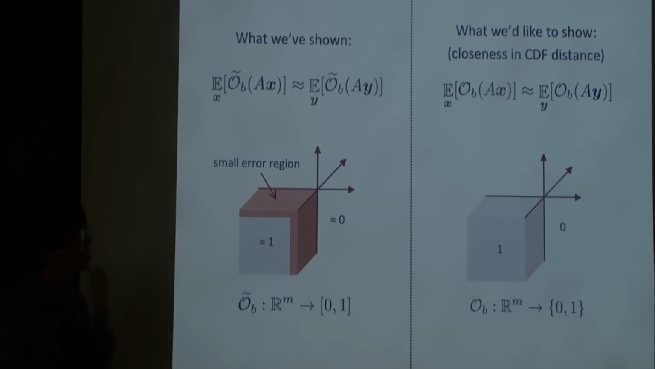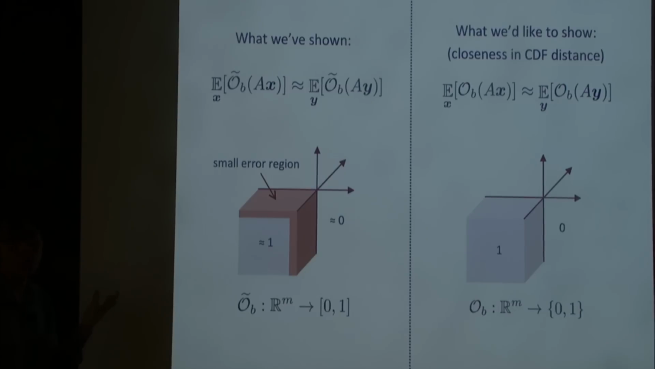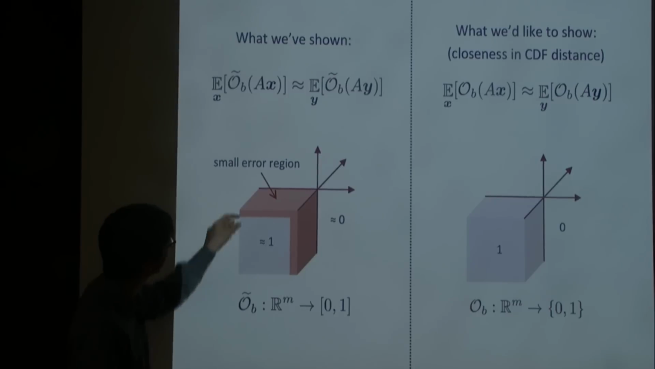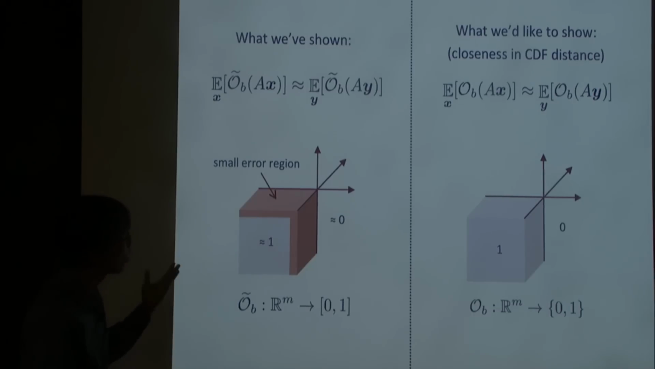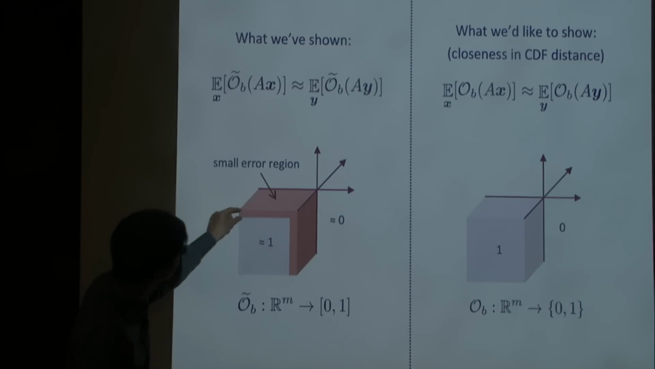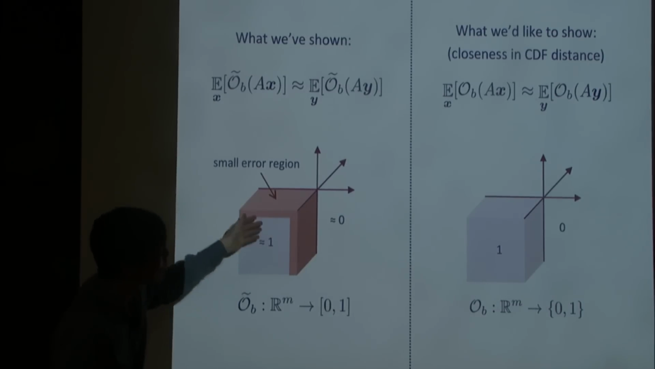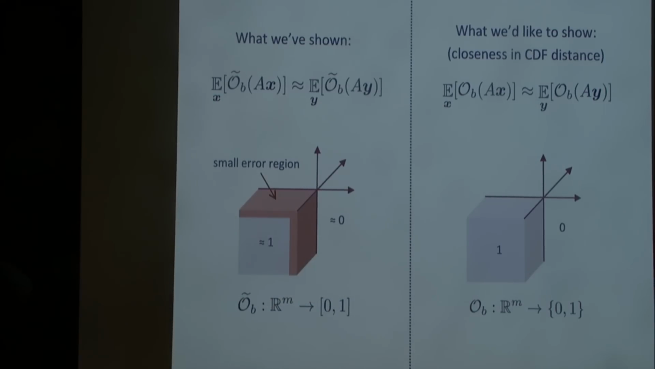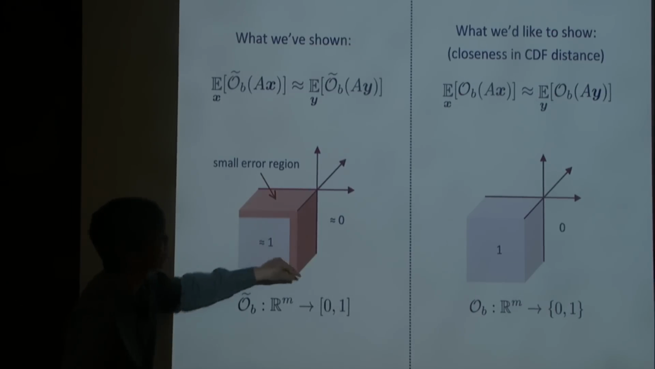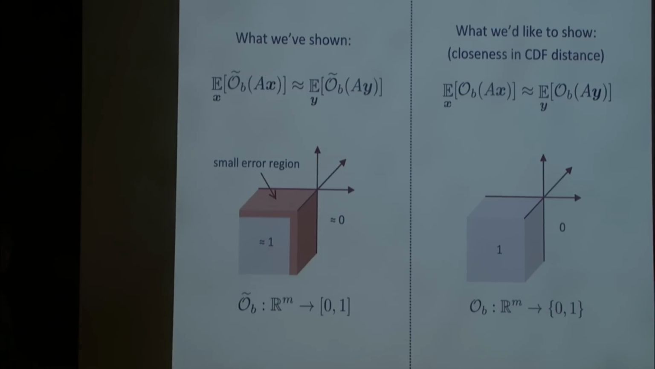At a very high level, when will we be in trouble? We'll be in trouble if AX or AY puts too much mass in this red strip. If you're able to bound the mass that AX places here, it's not too hard to show that you can go from this to this. That's exactly what I'll prove tomorrow, a Littlewood-Offord type theorem showing that AX doesn't put too much mass in the orthant boundaries.